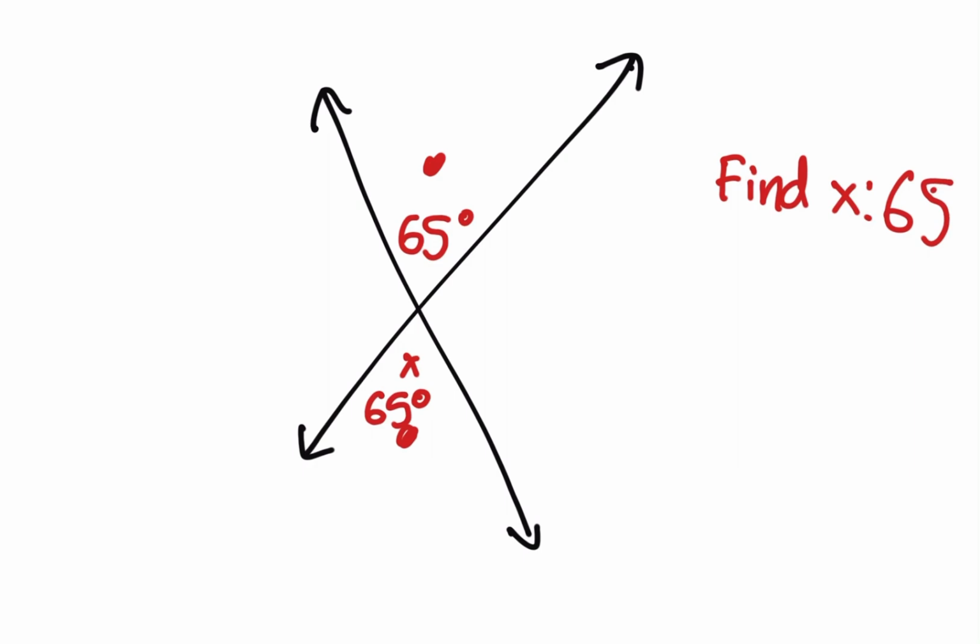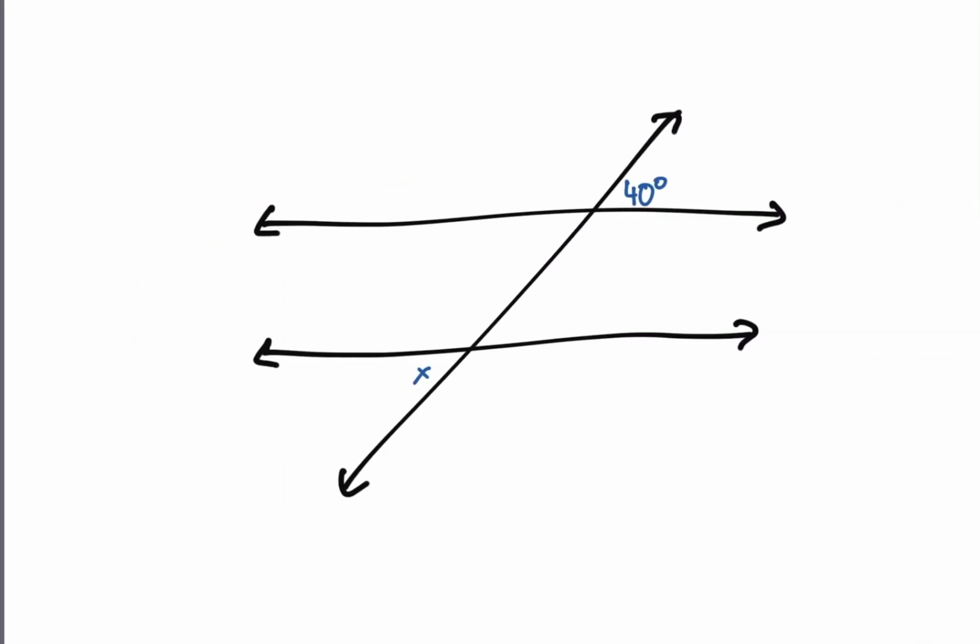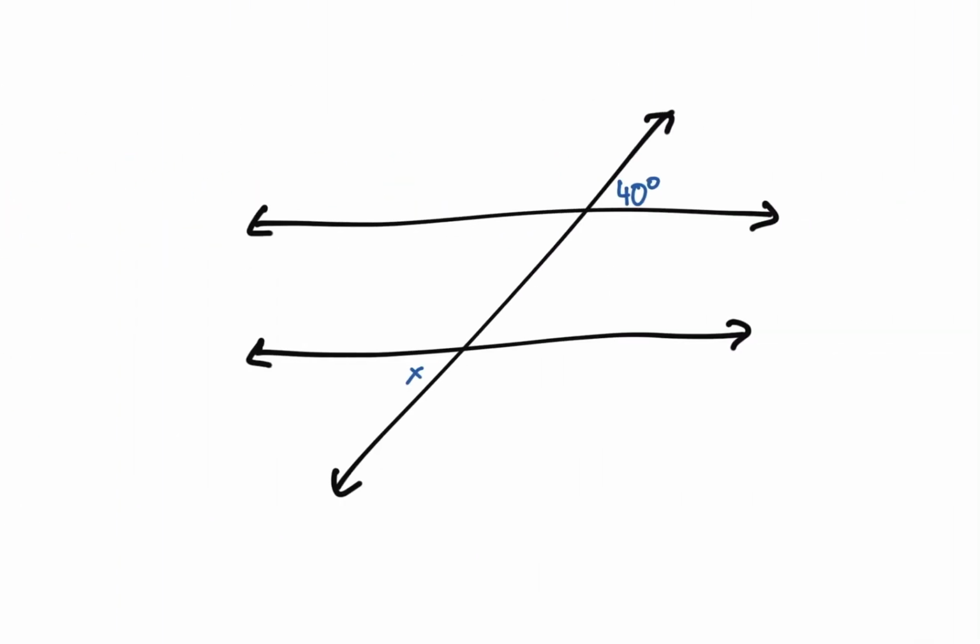Let's try a slightly more challenging and complicated problem, which not only requires the vertical angles theorem, but also requires another corresponding angles theorem. Over here we have a transversal with two parallel lines and one intersection. This produces a total of 8 angles. So we're given this angle, which is 40 degrees, and we're told to find x down here.